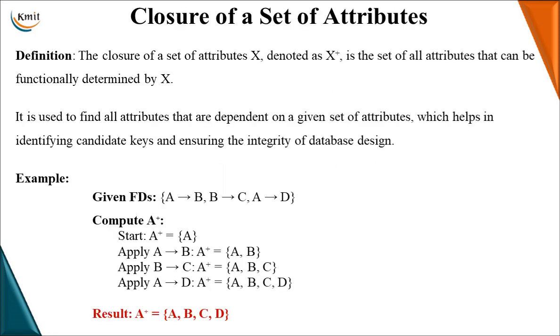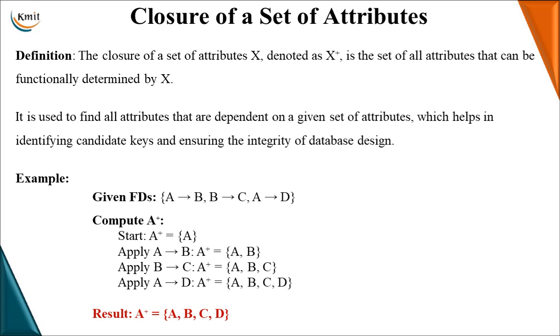Let me show you this with an example. I have the set of given FDs: A determines B, B determines C, and A determines D. I am asked to find A plus. By the rule of reflexivity, A can determine A itself, so A is first included. Now look at the first FD, A determines B. Because A determines B and A is a subset of this closure, I can union the closure with B. So B is added into this list.